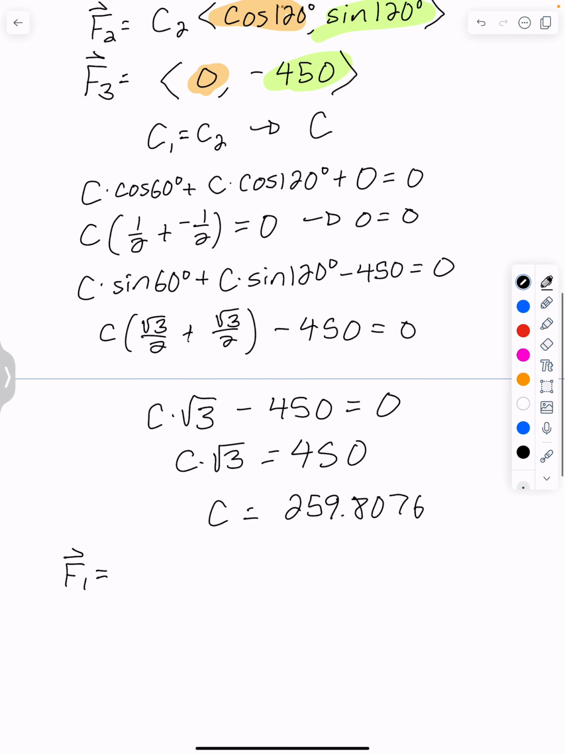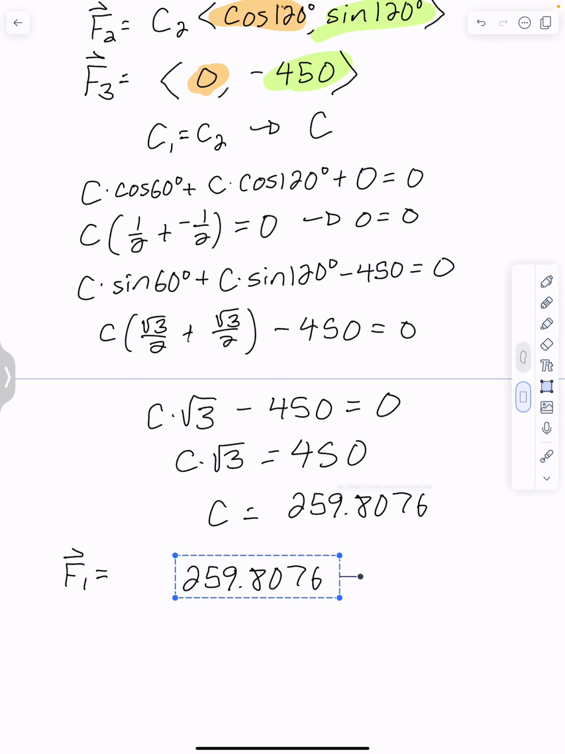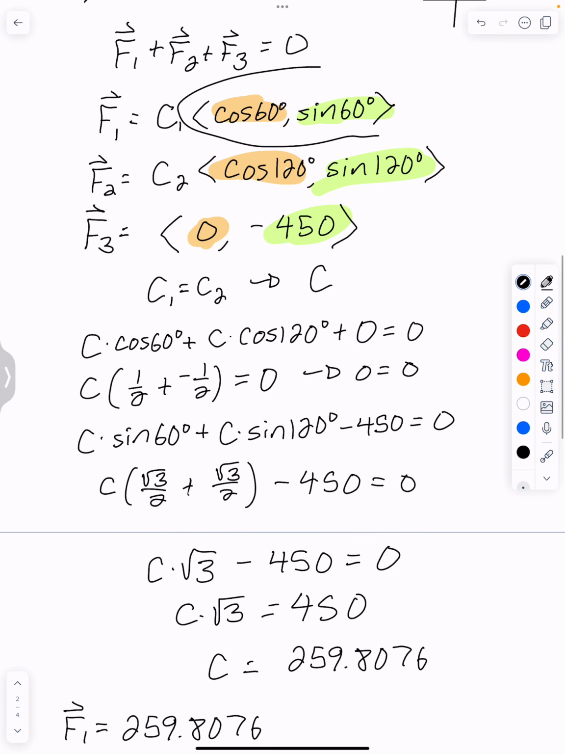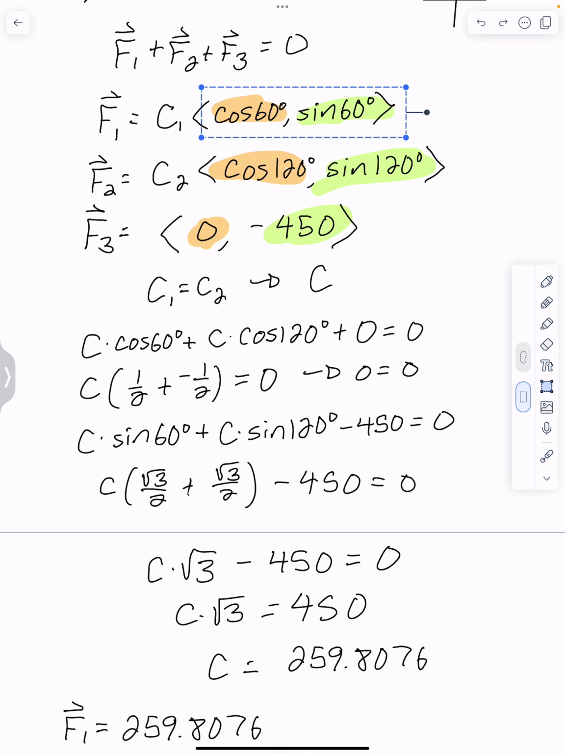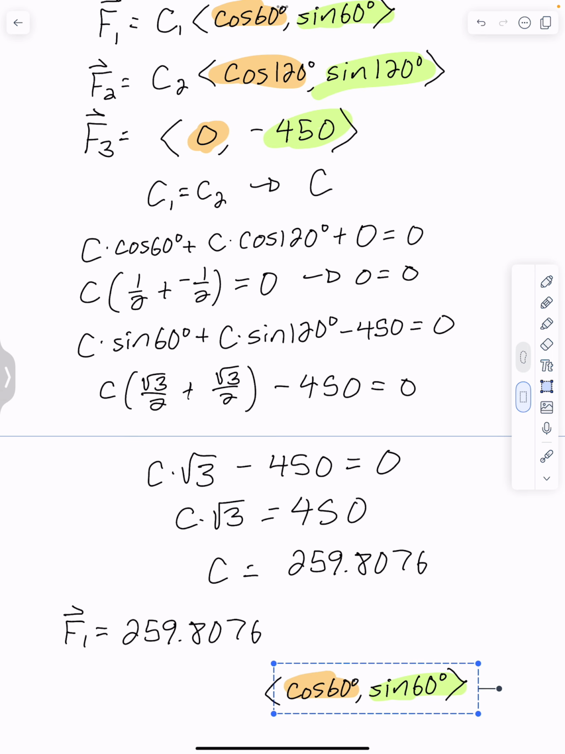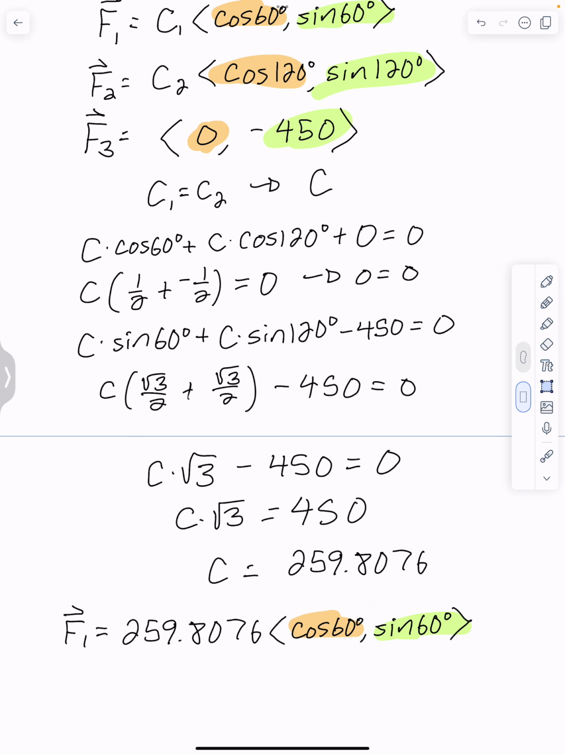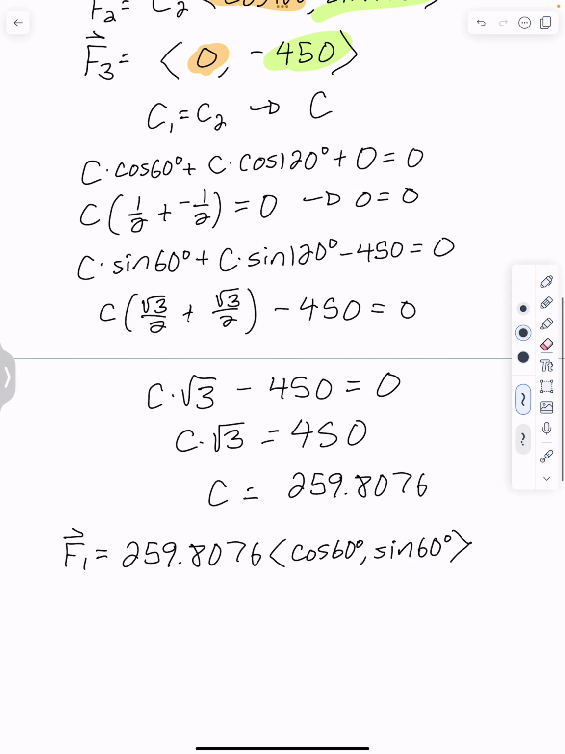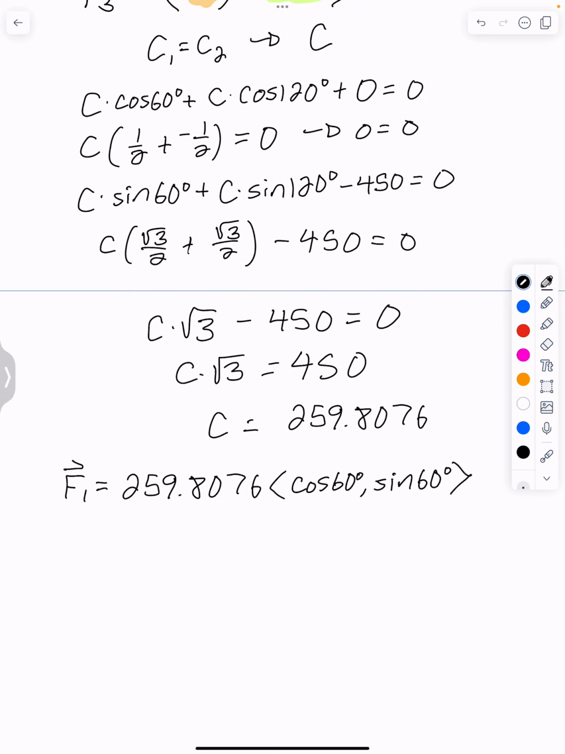So F1 is going to be that number. So I'm going to cheat here and copy and paste. Duplicate. It's going to be this number times the vector that was up here, this vector here. So copy and paste that. I don't really need those highlighting marks, so I'm going to delete those. So F1 then, I just multiply.